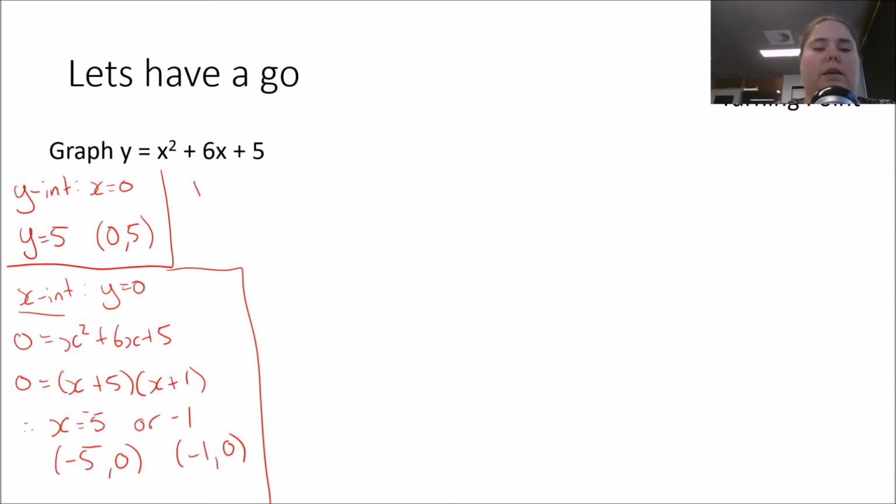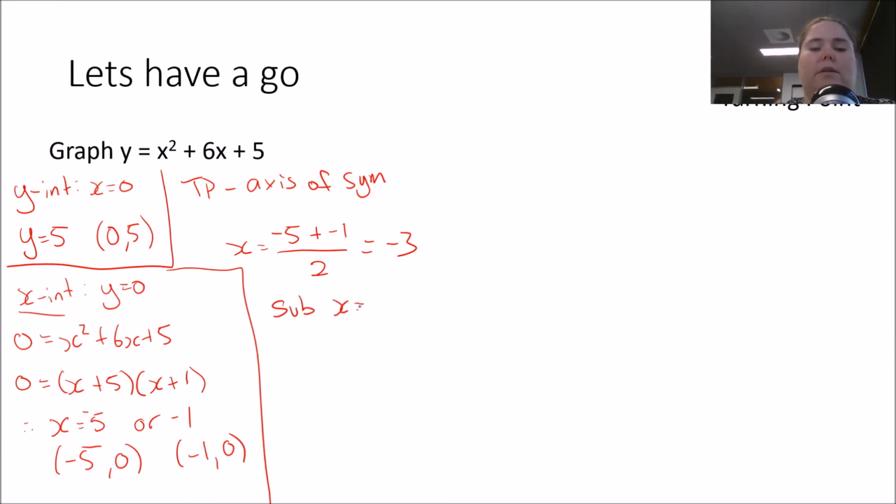Well, we've got the intercepts, so we may as well use the axis of symmetry. So we add our intercepts together, which equals negative 3. Cool, that's not one of the points we've already found, so we know we're going to have to find something else. So then we sub x equals negative 3 back into the original.